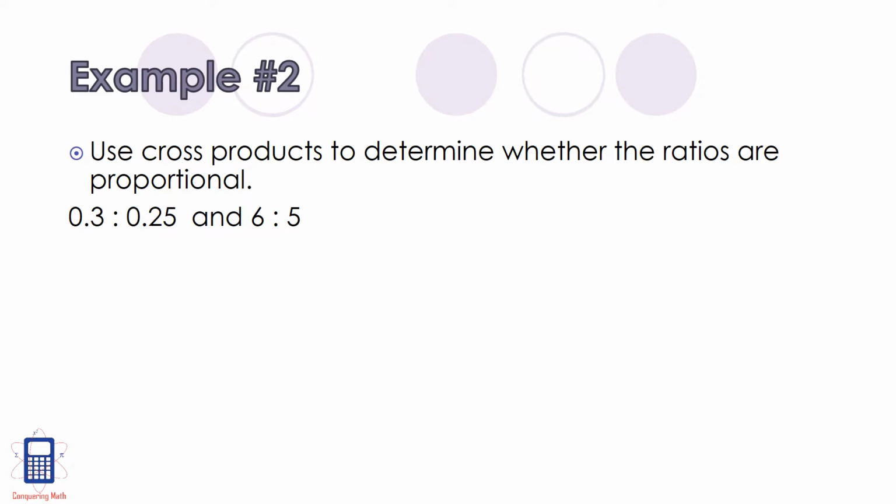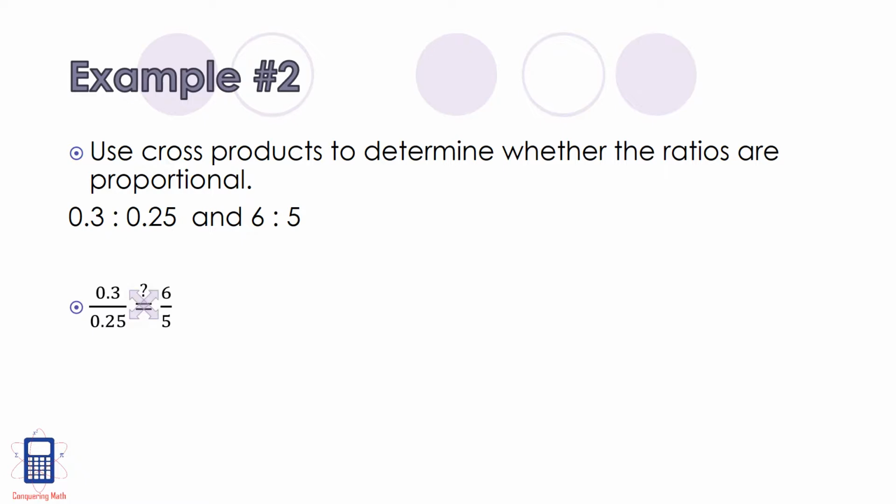So now we can use cross products to determine whether the ratios are proportional. We have the ratios 0.3 to 0.25 and 6 to 5. We'll find the cross products, and if they're equal, then we know the ratios are proportional. So we'll start by setting each ratio up as a fraction and setting them equal to each other. 0.3 over 0.25 equals 6 over 5. And we have the question mark above the equal sign because we're not sure if it's true or not.